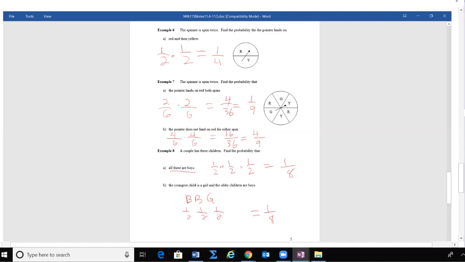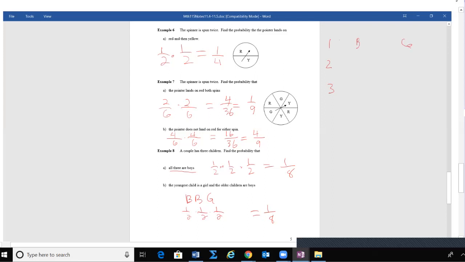Now, you could also, for a problem like this, I mean, you don't have to, but just for small sample spaces, you can build a tree. Let's do it like this. Let's do first, second, and third. So for the first child, it could be a boy or a girl.